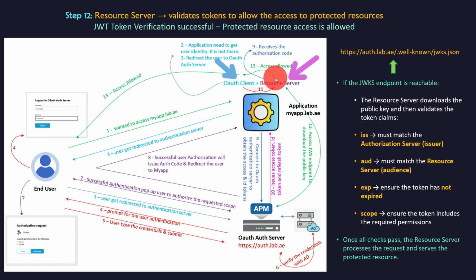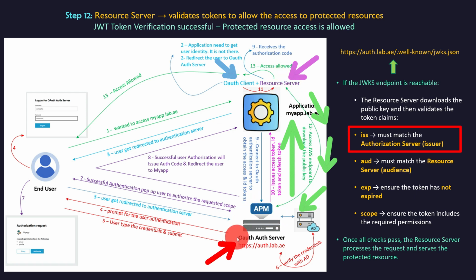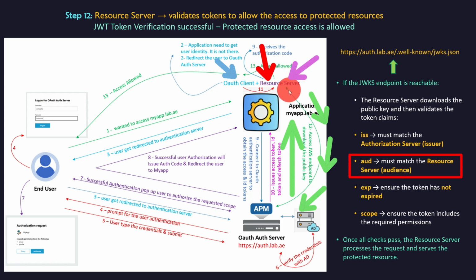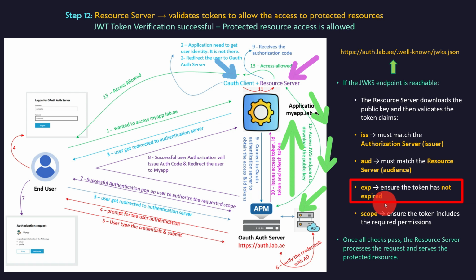If the JWKS endpoint is reachable, the resource server downloads the public key and validates the token claims. As part of this validation, it makes sure the issuer is the authorization server. Also, it makes sure the token is issued to this resource server. Also, it ensures the token has not expired. Also, it ensures the token includes the required permissions. Once all checks pass, the resource server processes the request and serves the protected resources.